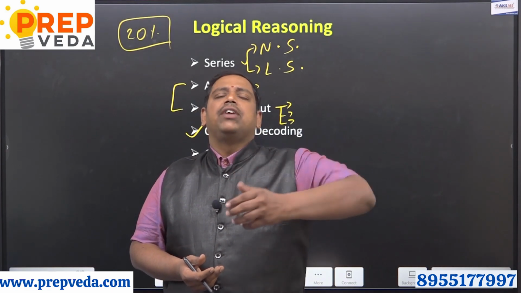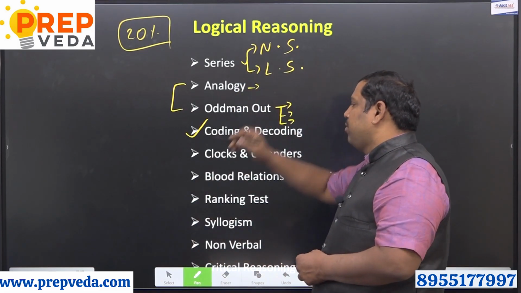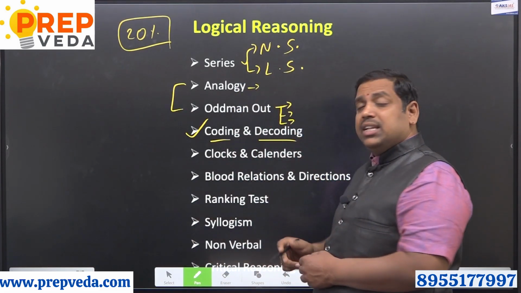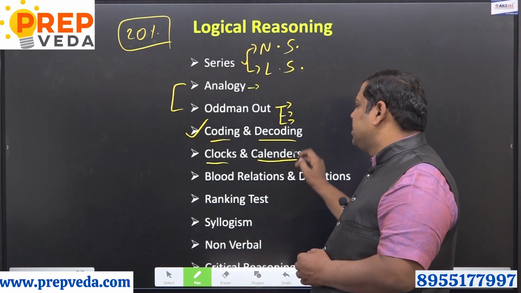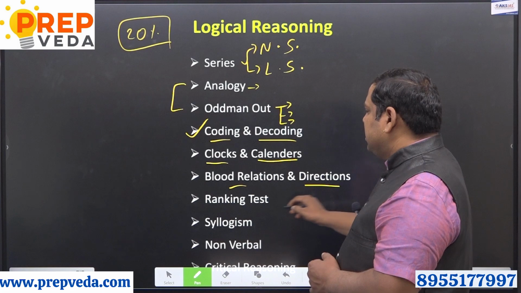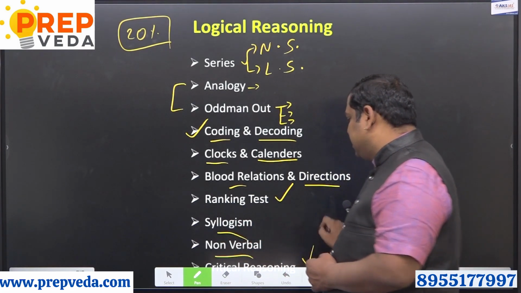In computer language we use encryption and decryption. Coming to our reasoning, we use them as coding and decoding. This is the most beautiful topic. Next one, clocks and calendars, blood relations and directions, ranking test, syllogism, non-verbal, and critical reasoning.